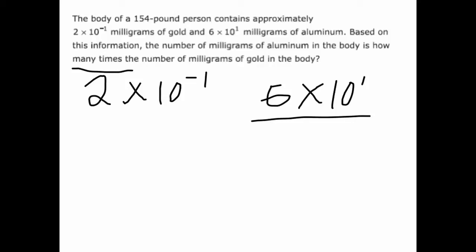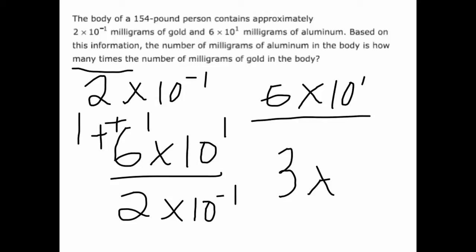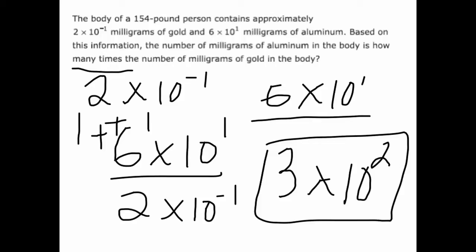So I'm going to take the larger number, which is the one with the larger exponent, and put it on top. I'm going to do the smaller one on the bottom. Now, it's division. I don't care about my exponents. 6 divided by 2 is 3. And then I subtract my exponents. So 1 minus negative 1 leaves me with 1 plus 1. So this becomes 3 times 10 to the 2nd power.